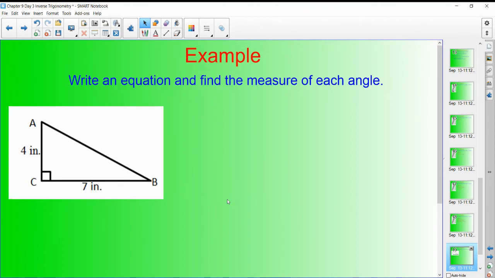So here's one more. I want you to find the measures of angle A and B to get lots of practice. Pause the video, take 2 or 3 minutes, set up your equations, find the angles.